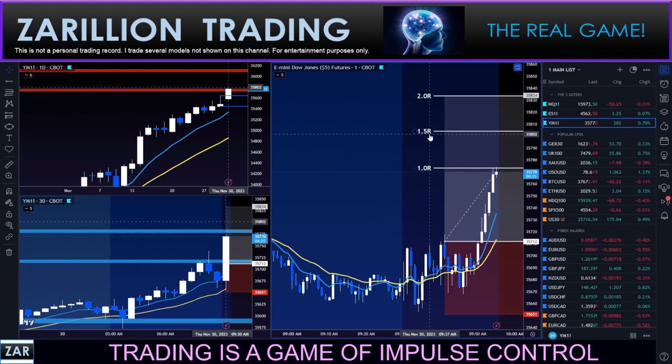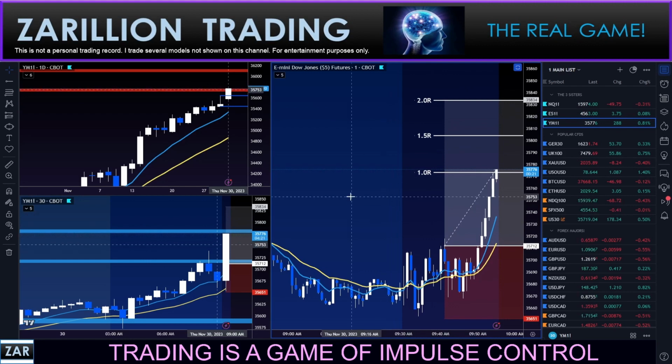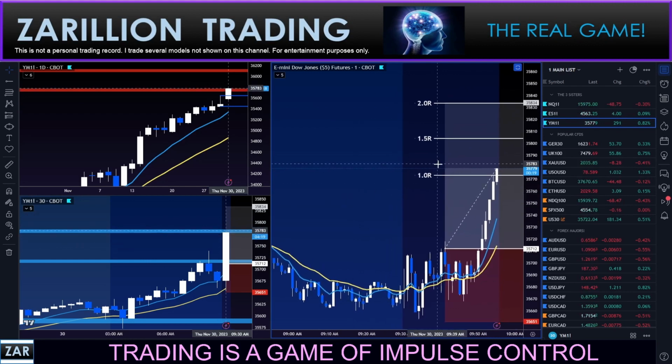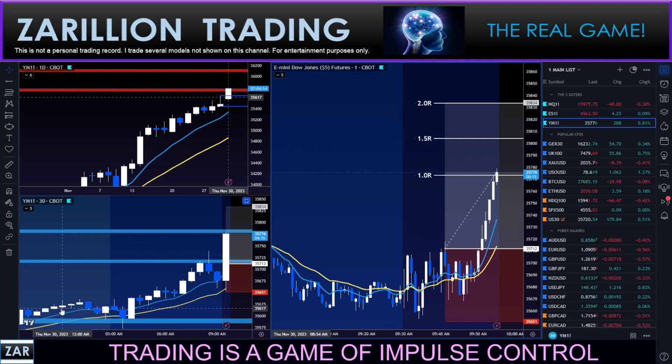Of course, the 1.5R and 2R all or nothing traders are still going to sit here and wait to see what happens. But the primary target of 1R has been hit. This is a profitable trade no matter what in terms of the model itself. Put you back on pause and we'll see how this thing pans out.